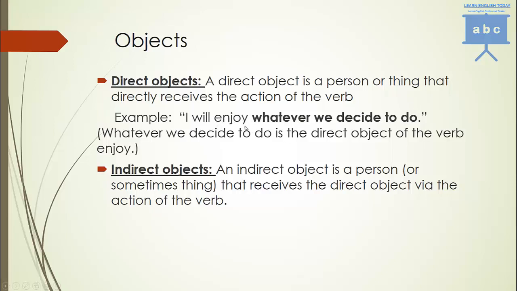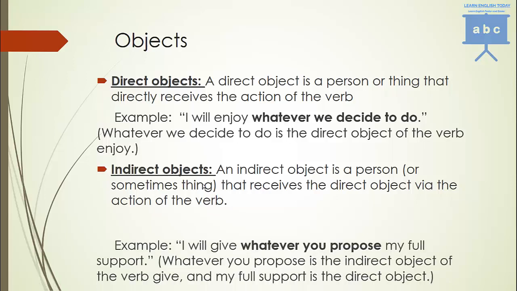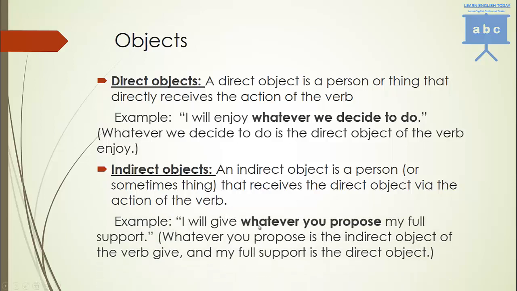Understood? The next type of object is the indirect object. An indirect object is a person or something that receives the direct object through the action of the verb. So the indirect object receives what? The direct object, through the action of the verb. Look at this example: "I will give whatever you propose my full support." So here, I will give you whatever you propose.